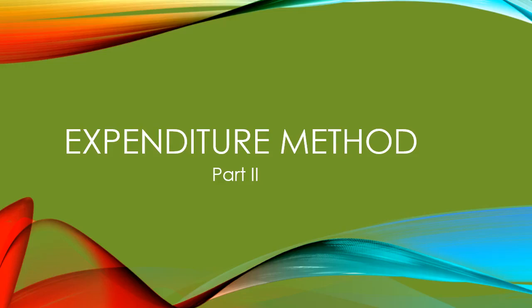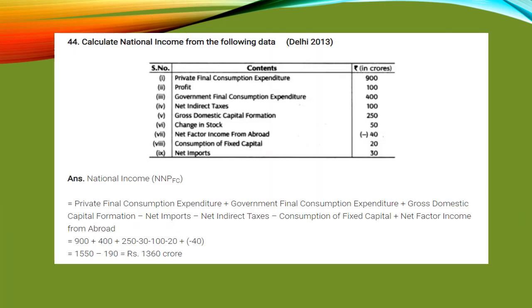Students, now let's try to solve some numericals with the help of the expenditure method. Using the expenditure method, how can we calculate the value of national income? In this numerical, you can see that the items given are: first, we have to take private final consumption expenditure. Profit is not considered in the expenditure method.